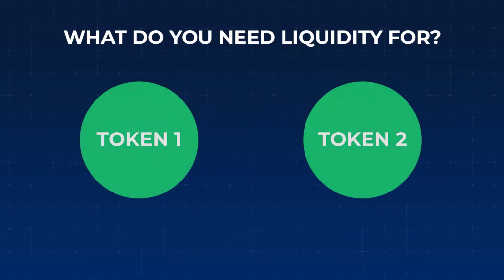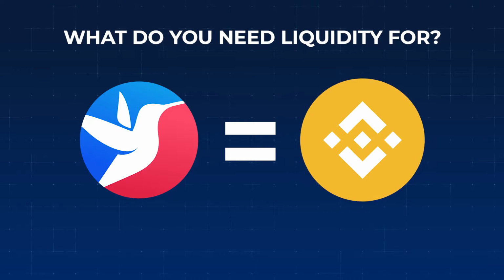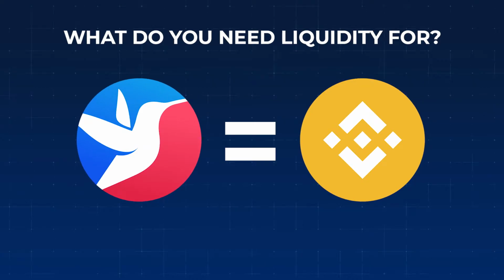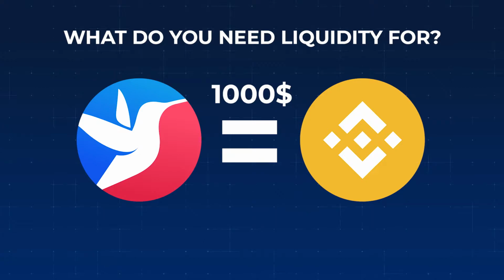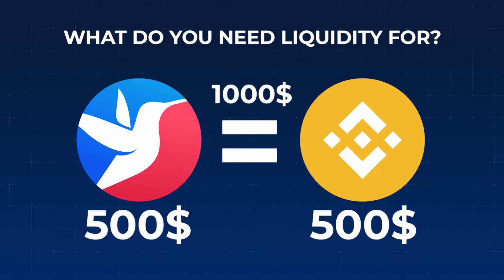To do this you need to provide two tokens in an equal dollar equivalent. For example, a pair of BSW BNB coins. That is, the BNB token and BSW token you must have an equal amount in dollars. For example, if you plan to provide liquidity in this pair coins of $1000, then you should have $500 in BNB and $500 in BSW.